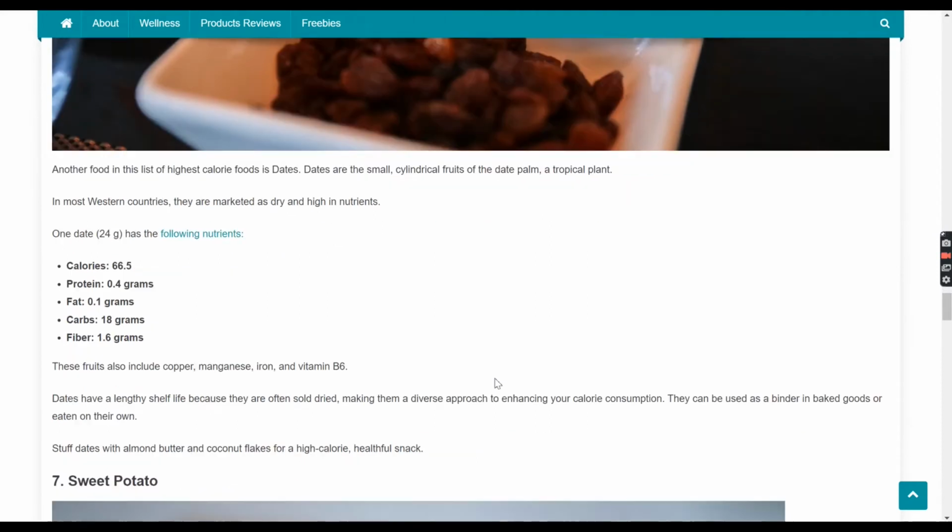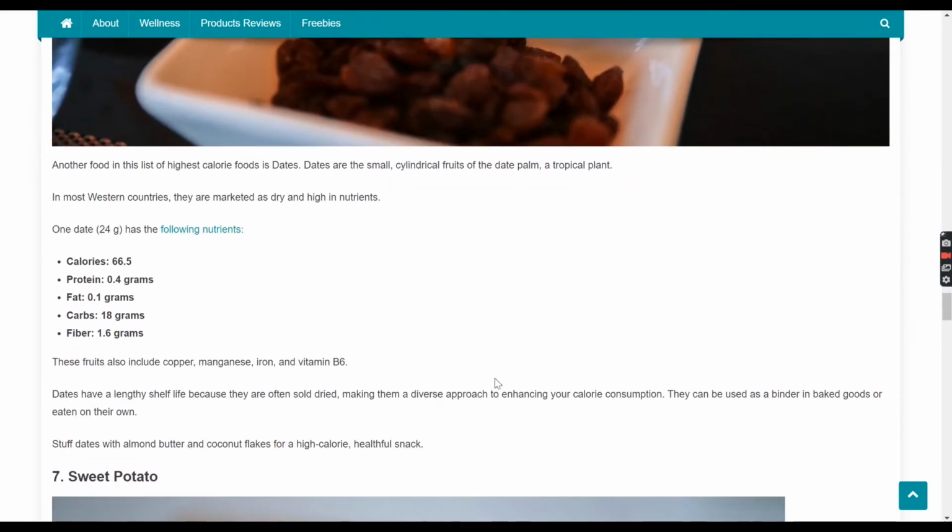If you want to gain weight, combine fresh mango with higher calorie ingredients like nuts or coconut. Dates. Another food in this list of highest calorie foods is dates. Dates are the small cylindrical fruits of the date palm, a tropical plant. In most Western countries, they are marketed as dry and high in nutrients.